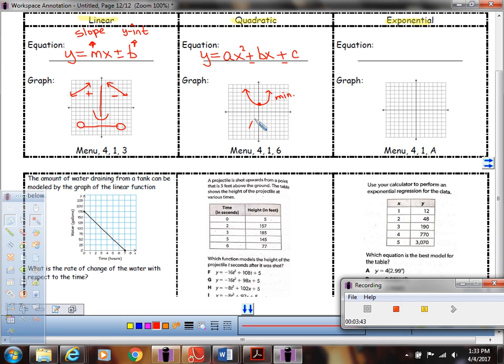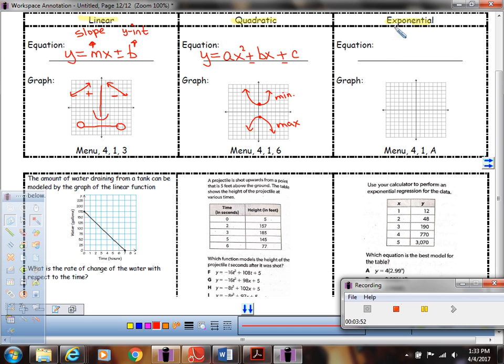And then maximum. Sometimes they're upside down U's. Those are the two types that you will see on your STAAR test, either a min or a max, and you have to know the difference. Okay? So if your data that you grab looks like a U or half a U, sometimes it'll be like just half of the U, then you would get a quadratic equation.